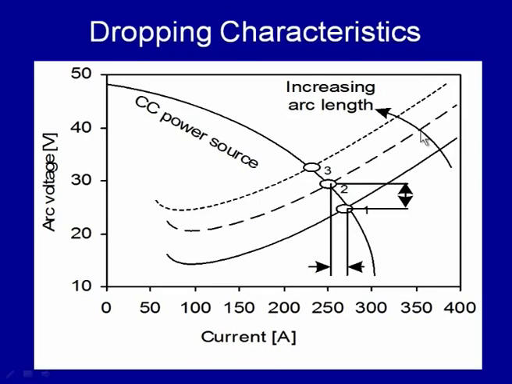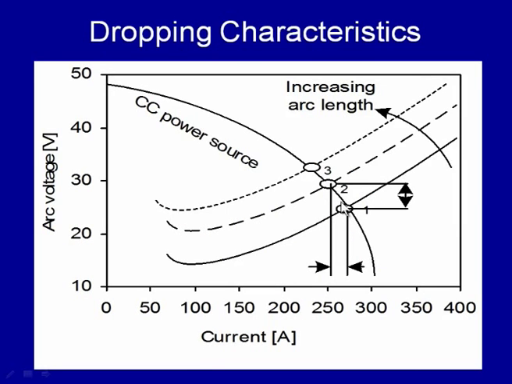If, due to any reason, the arc length is increased, we will have different welding conditions. With the increase of arc length, the arc characteristic is shifted to the higher side. The second line indicates the arc characteristic with the higher arc length. The intersection of the arc characteristic with the higher arc length and the characteristic of the power source leads to another operating point, that is the operating point 2.